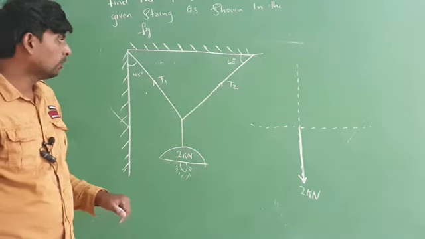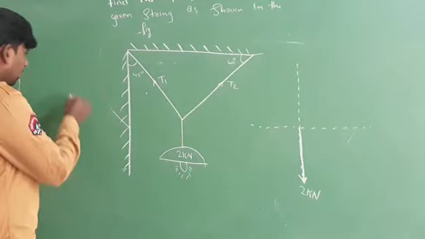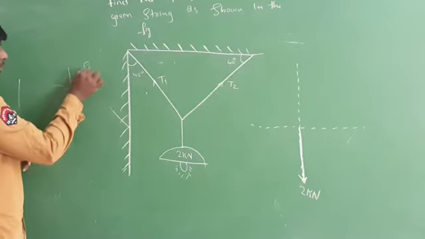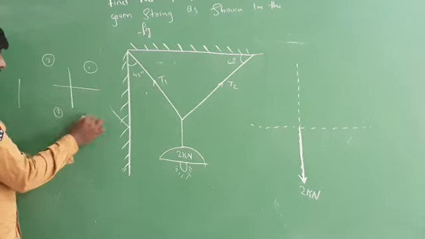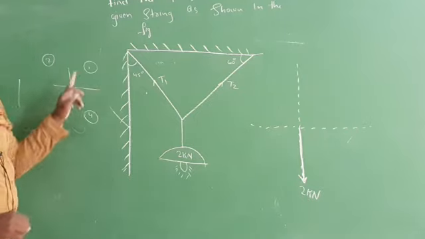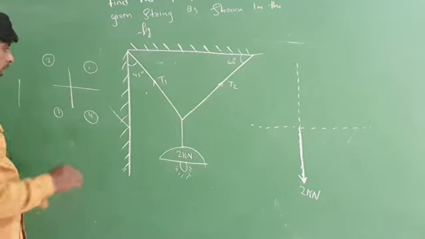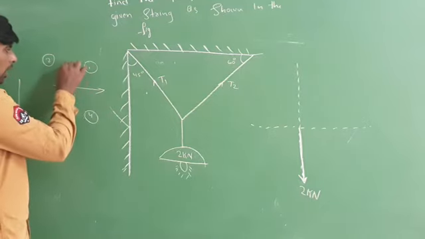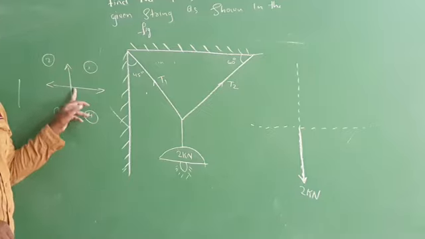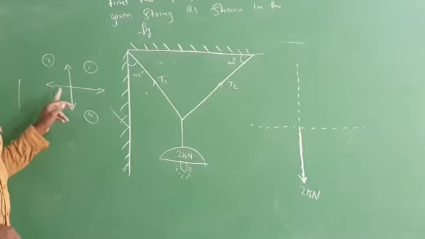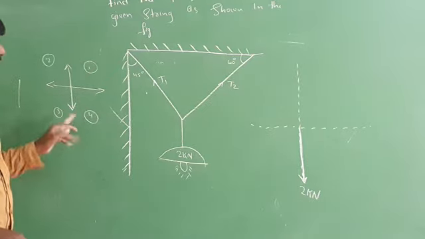Then where is T1? T1 is lying in which quadrant? I told you the quadrant system. See, this one is your first quadrant, this one is your second quadrant, this one is your third quadrant and this one is your fourth quadrant. Here the condition is forward, upward, backward, downward.